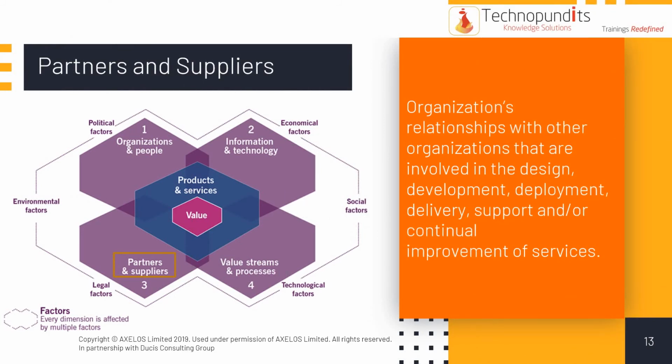Partners and suppliers. The third dimension of service management is partners and suppliers. The partners and suppliers dimension encompasses an organization's relationships with other organizations that are involved in the design, development, deployment, delivery, support and/or continual improvement of services. It also incorporates contracts and other agreements between the organization and its partners or suppliers. Relationships between organizations may involve various levels of integration and formality. This ranges from formal contracts to flexible partnerships. An organization's strategy when it comes to using partners and suppliers should be based on its goals, culture and business environment.